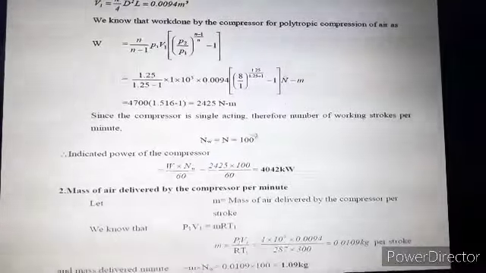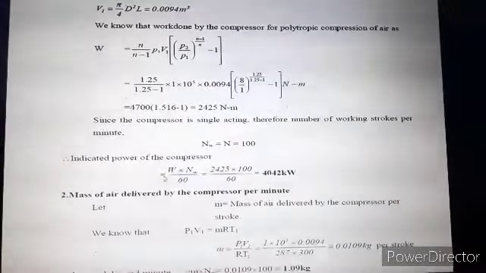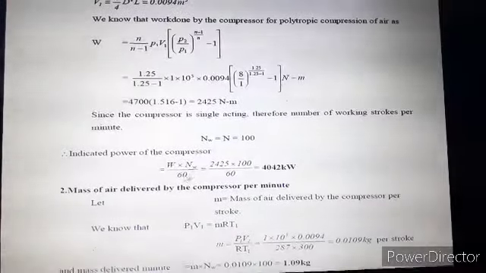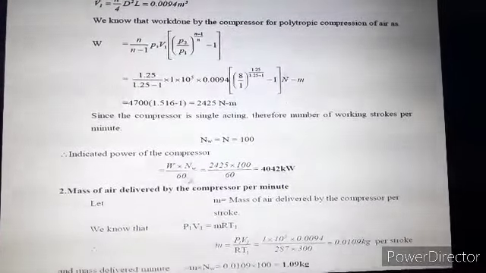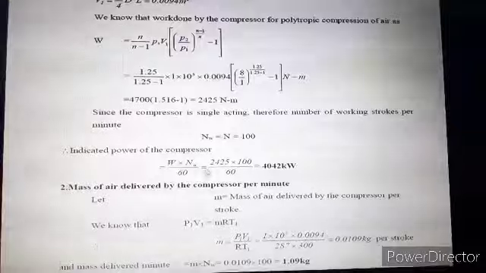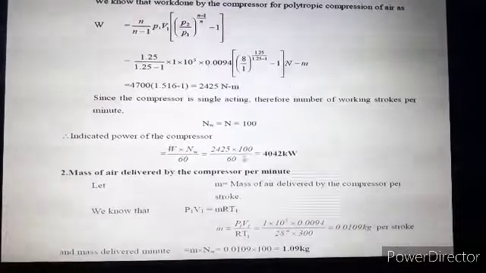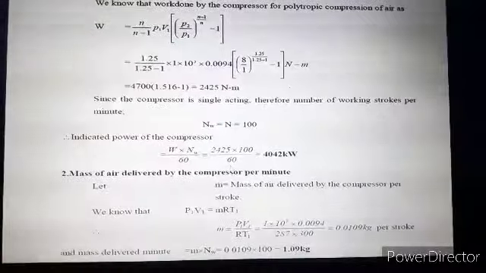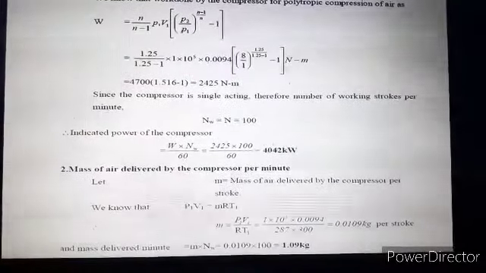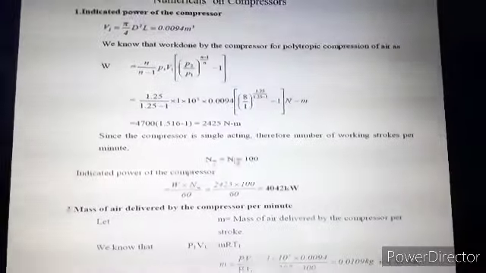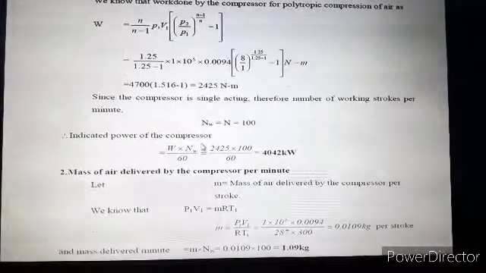Since speed is given to us, we have to refer this expression: the indicated power of the compressor is indicated work into speed upon 60. So this we have listed in the equation also. When we substitute the value of this work, that is 2425 Newton meter, speed is 100, and divide by 60, then we get the power in kilowatt. So it is 4042 kilowatt. So that is the power required for this compressor.